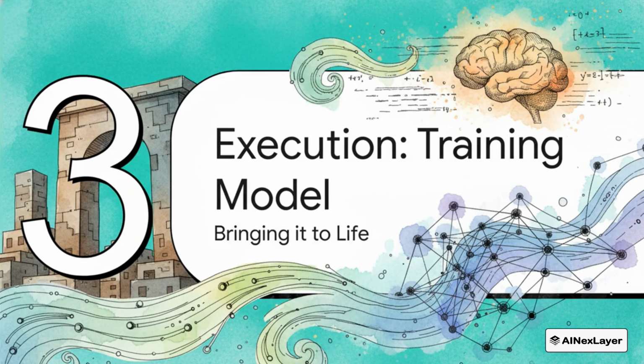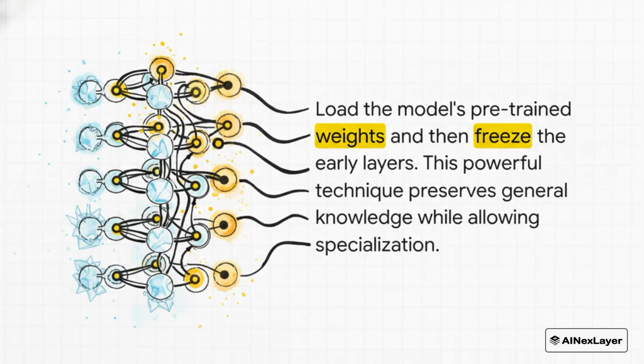All right, with that solid foundation in place, it is time for the fun part. We're moving into the execution phase. This is where we actually bring the blueprint to life and train the model on its new specialty. Step 3 is all about getting the model ready. We start by loading up its existing knowledge, all those pre-trained weights. And a really powerful technique here is to freeze some of the model's layers.